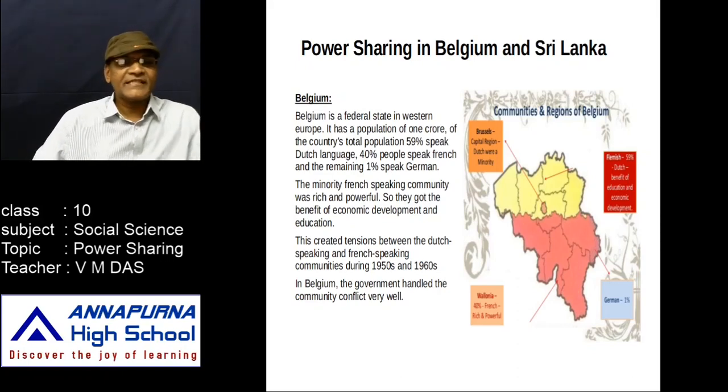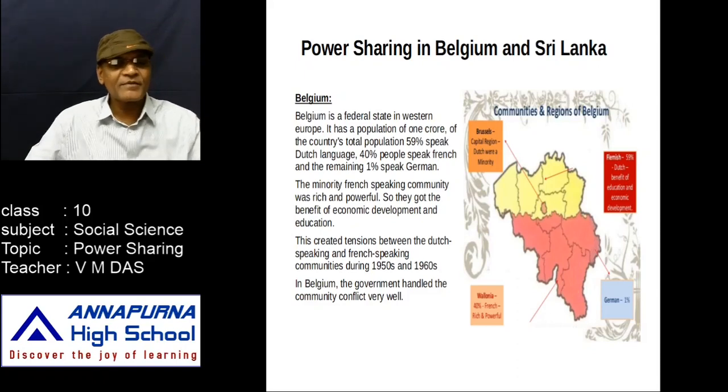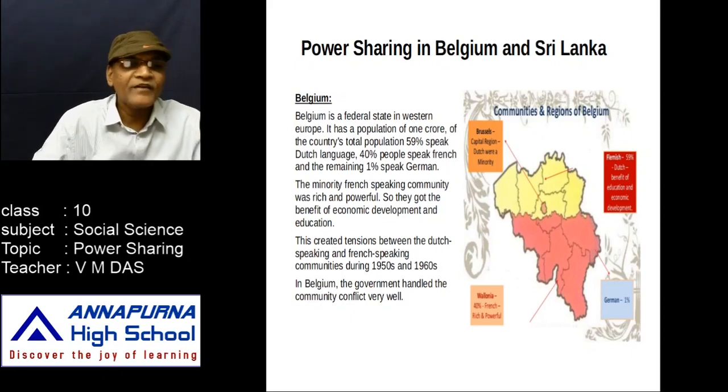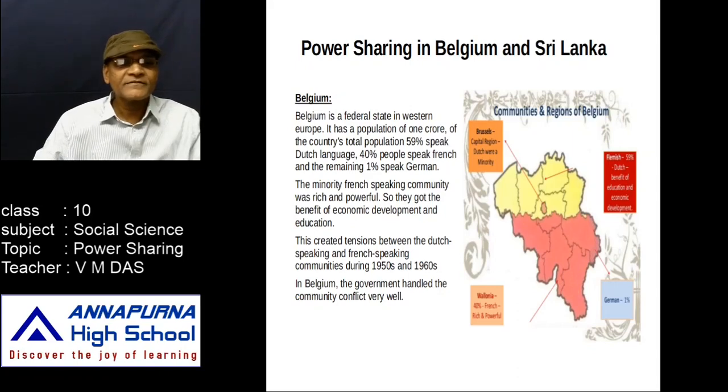So this created tensions between the Dutch speaking and French speaking people. It mainly made the Dutch people angry. The conflict arose between the Dutch speaking community and the French speaking community during the 1950s and 60s. In Belgium, the government handled the community conflict very well.